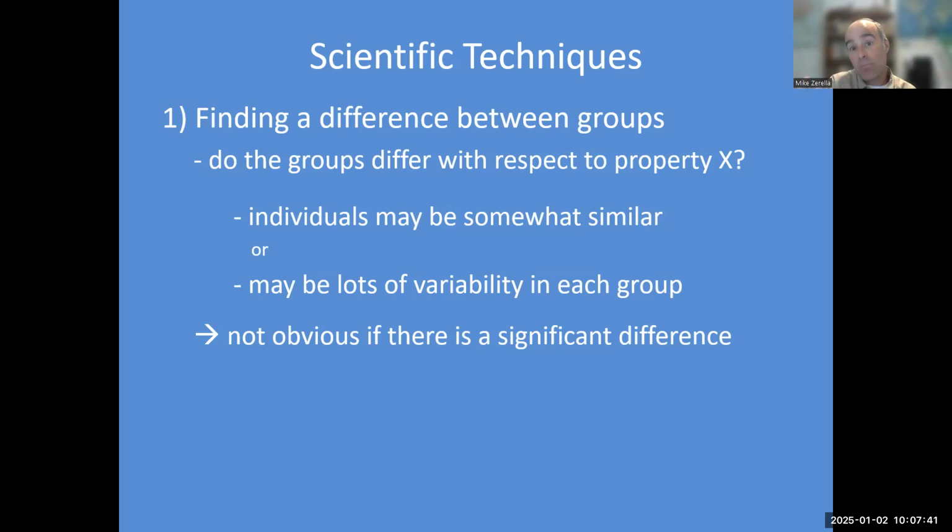And that's going to become important a little bit later, but that is something to keep in mind when starting this kind of a study. Is there a lot of uniformity in the individuals that we're studying, or is there a lot of diversity and variability?